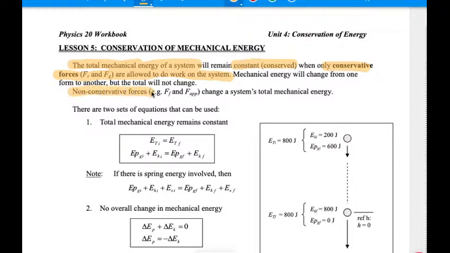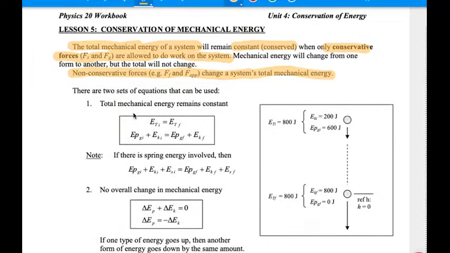Non-conservative forces, like force of friction and applied forces, will actually change the total mechanical energy, right? This is when an external force or some external energy is being brought into our system and either adding to or taking away from the total mechanical energy of the system.